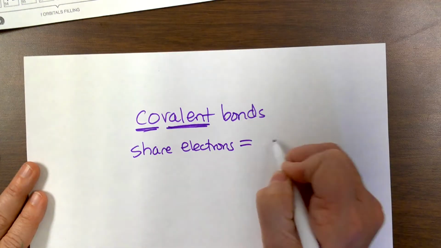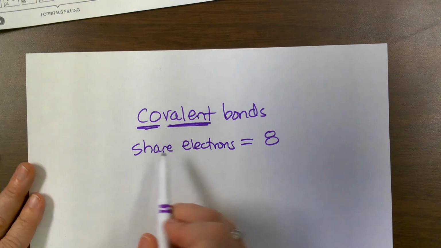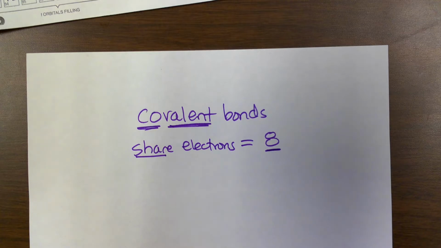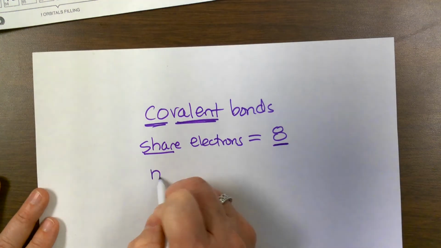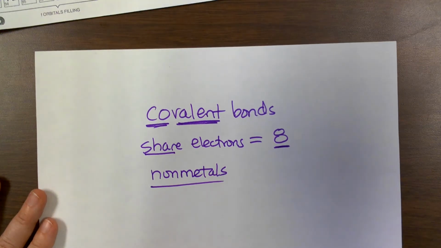And the whole goal is to have 8. Okay, and the basic deal is if they share, then they both have equal, I guess, possession of the electron. So if they're sharing 2, then they don't consider it one or the other. They consider it, if you count, it belongs to both. So these are all going to be nonmetals, okay? And they're still bonding to be stable.